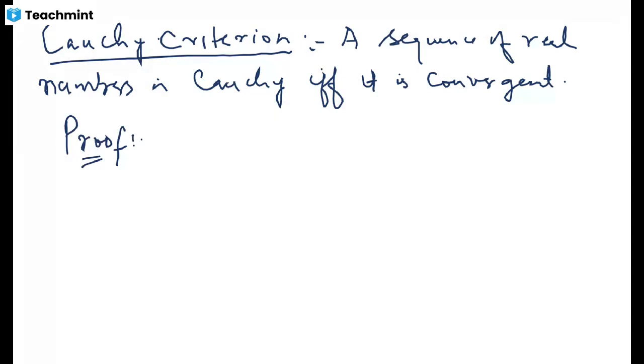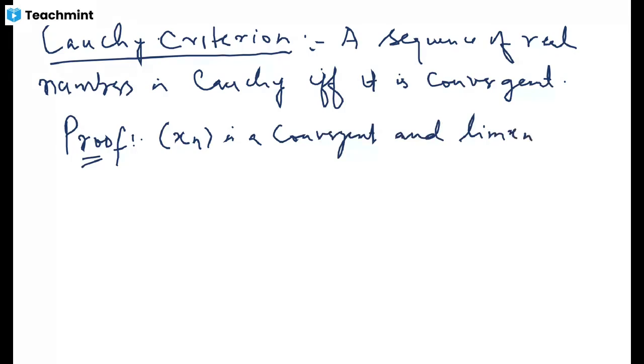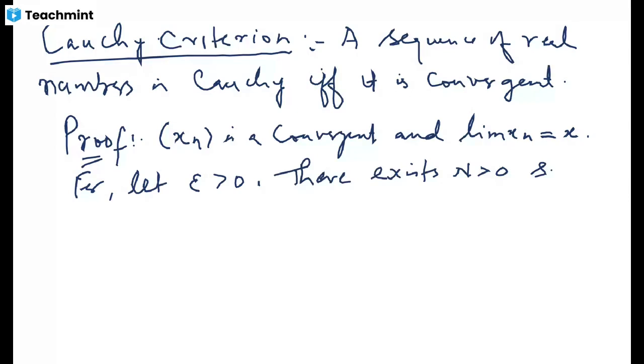First, suppose that the sequence is a convergent sequence. Suppose that xn is convergent, and मान लेते हैं कि इसकी लिमिट जो है, this sequence is converging to some number x. Now we have to establish that this is a Cauchy sequence, and for that, let epsilon be a positive number, and since the sequence is convergent, we can use the definition of the convergence. There exists a number N greater than 0 such that we have |xn - x| less than epsilon/2 for every n greater than or equal to N.